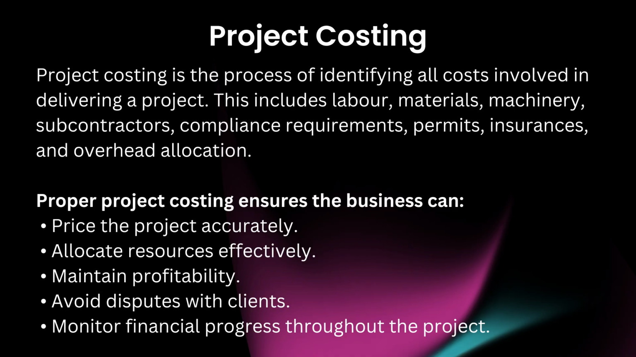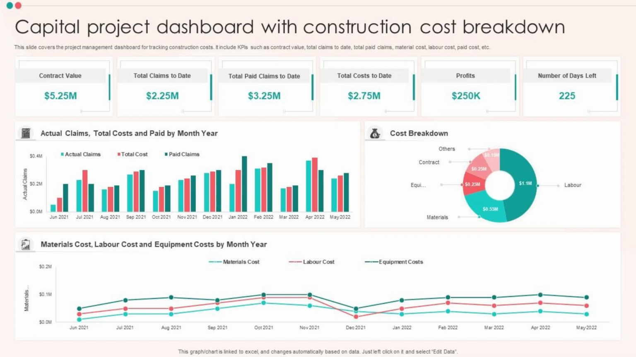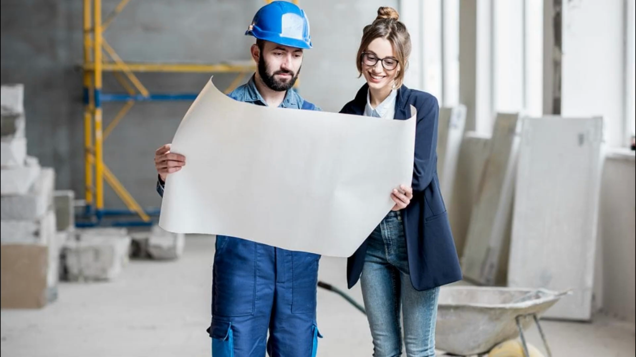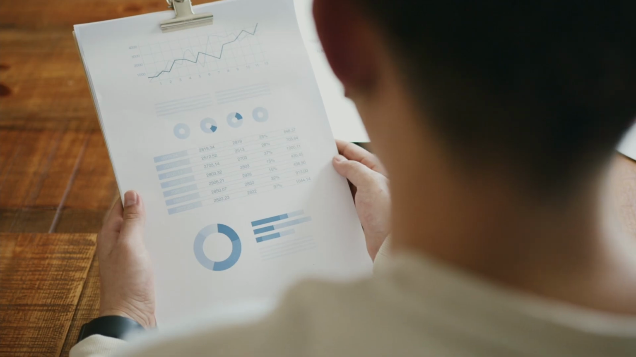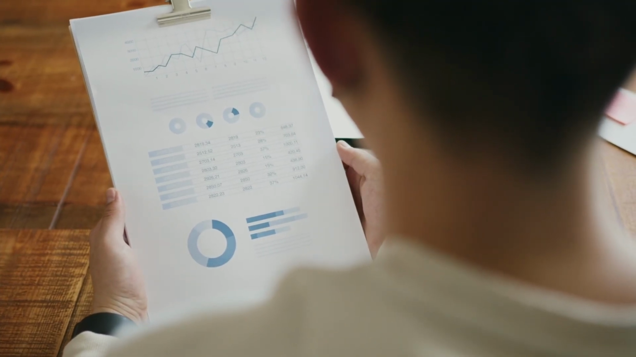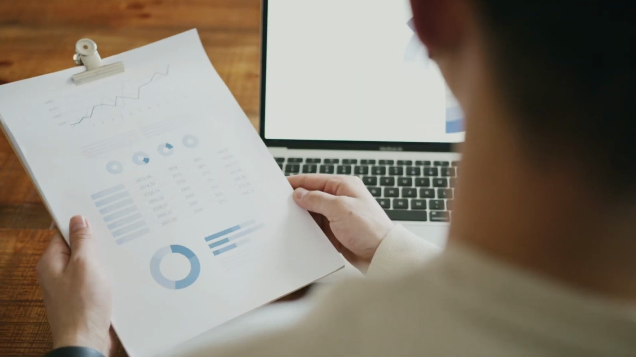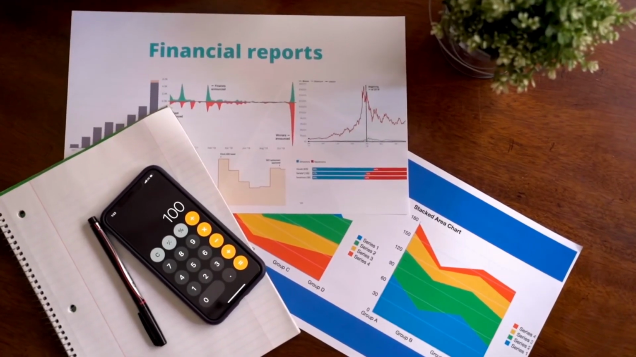Project costing. Project costing is the process of identifying all costs involved in delivering a project. This includes labour, materials, machinery, subcontractors, compliance requirements, permits, insurances, and overhead allocation. Proper project costing ensures the business can price the project accurately, allocate resources effectively, maintain profitability, avoid disputes with clients, and monitor financial progress throughout the project. A poorly costed project often leads to disputes, cash flow problems, and loss of confidence from clients and subcontractors.